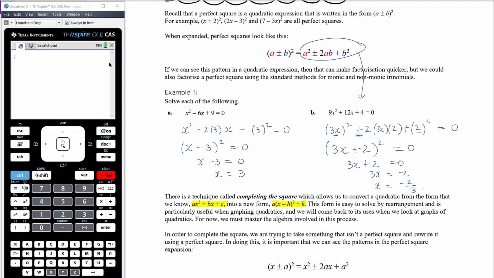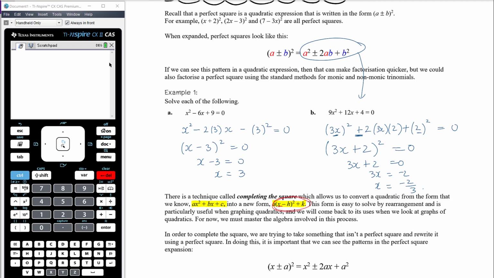Now the reason the second form, this one, is great is because we can solve that by rearrangement, which we looked at a few videos ago. We don't need any special techniques to solve that. We've just got x in the one place in the equation, and so we can subtract k, divide by a, take the square root and add h, and we've then got x on its own. And so that's the point.